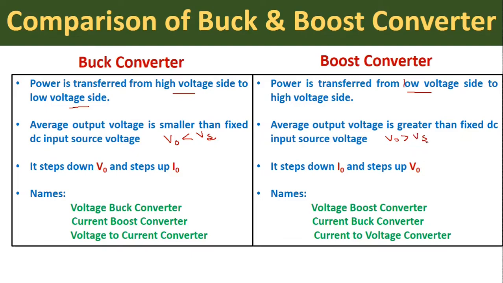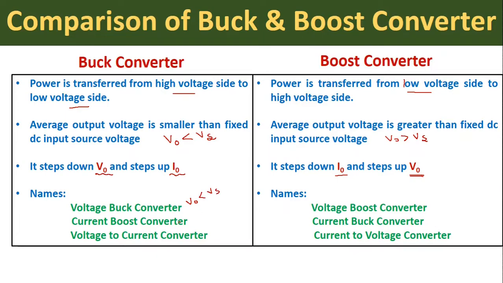greater than Vs. Buck converter steps down the average output voltage V0, whereas steps up the average output current I0. Boost converter steps up the output voltage, whereas it steps down the output current. Other names of this buck and boost converter are: for buck converter we have three names. First name is voltage buck converter, because in this circuit voltage will be bucked, that means voltage will be less than the input source voltage.